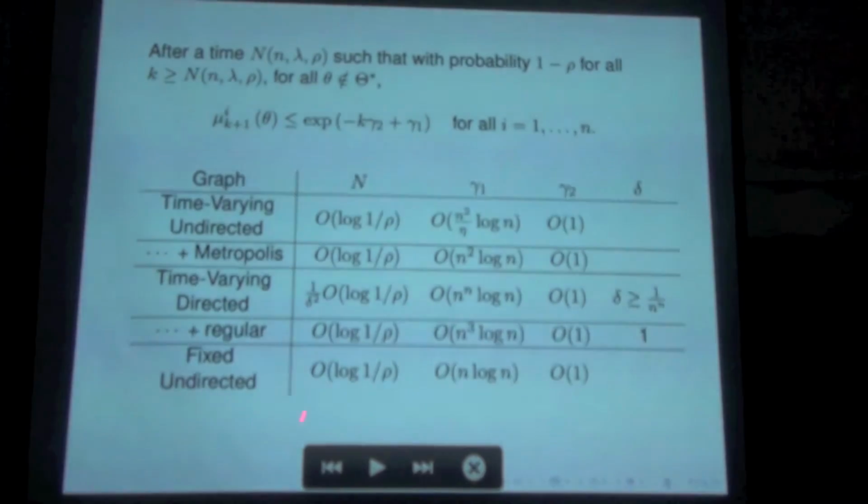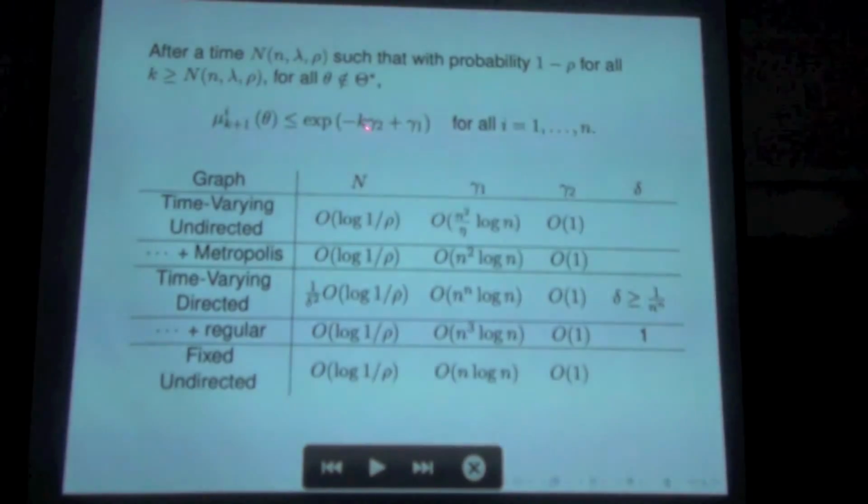So for all these cases, n does not change. In all cases, the time you need to wait before exponential decay is log 1 over rho. And remember, rho is the one that says this happens with probability 1 minus rho. So if you want this to happen with high probability, you choose rho to be very close to 0. But the closer to 0, the bigger the n. So this is the trade-off. If you want something to happen with high probability, then you need to wait longer.